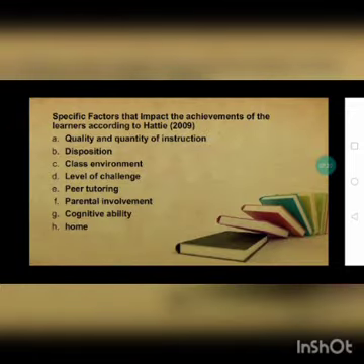There are specific factors that impact the achievements of the learners according to Hattie. So, letter A, quality and quantity of instruction. So, this refers to the characteristics or features of an instruction. So, unsay characteristics ana nga instruction. Next is disposition. So, very important nga na ay arrangement or order or organization sa isa ka palibot sa isa ka estudyante.